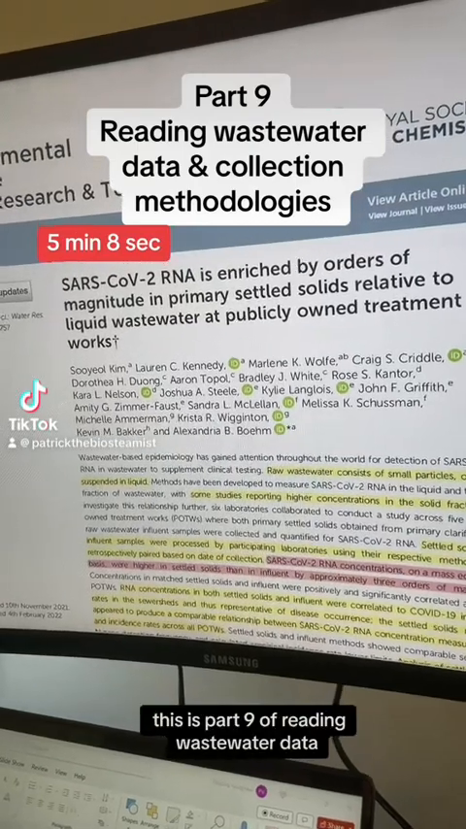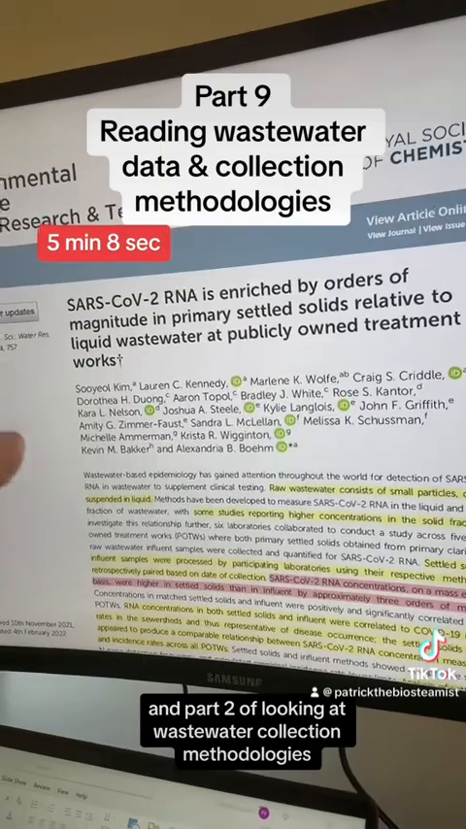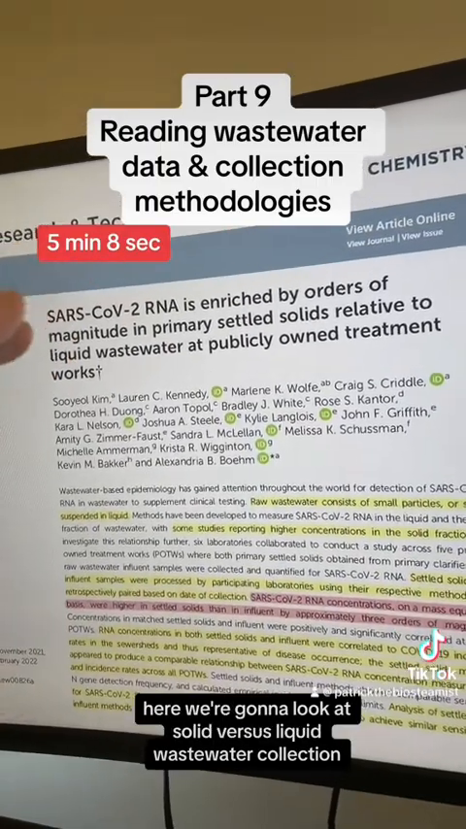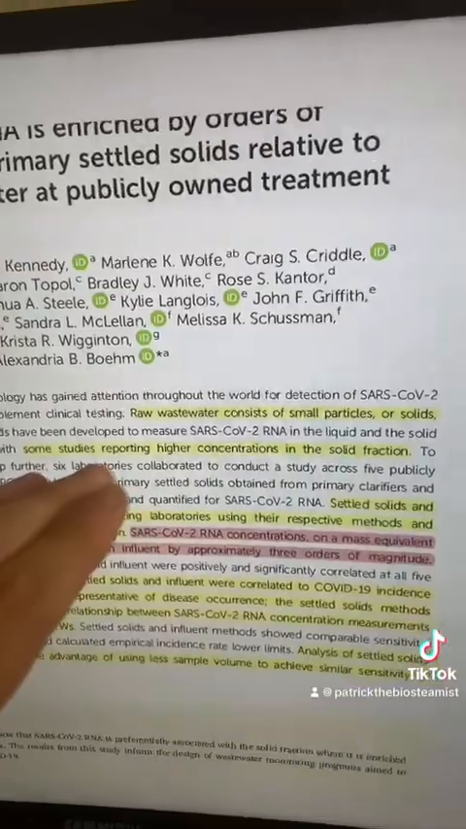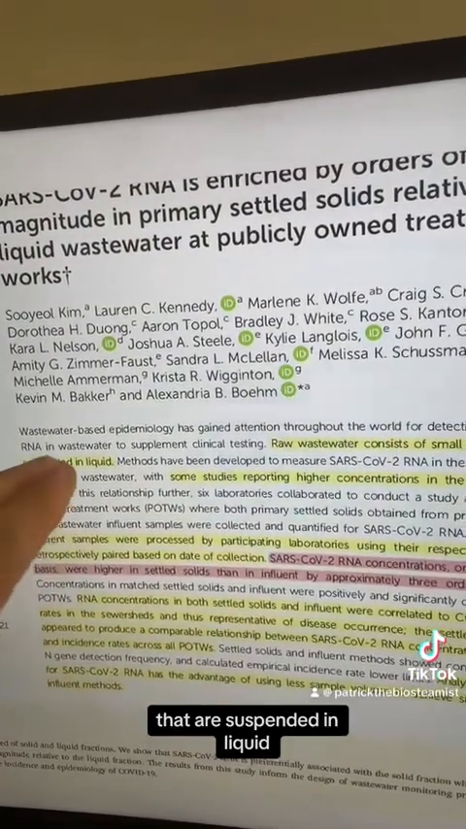This is part 9 of reading wastewater data and part 2 of looking at wastewater collection methodologies. Here we're going to look at solid versus liquid wastewater collection. So of note, raw wastewater consists of small particles or solids that are suspended in liquid.